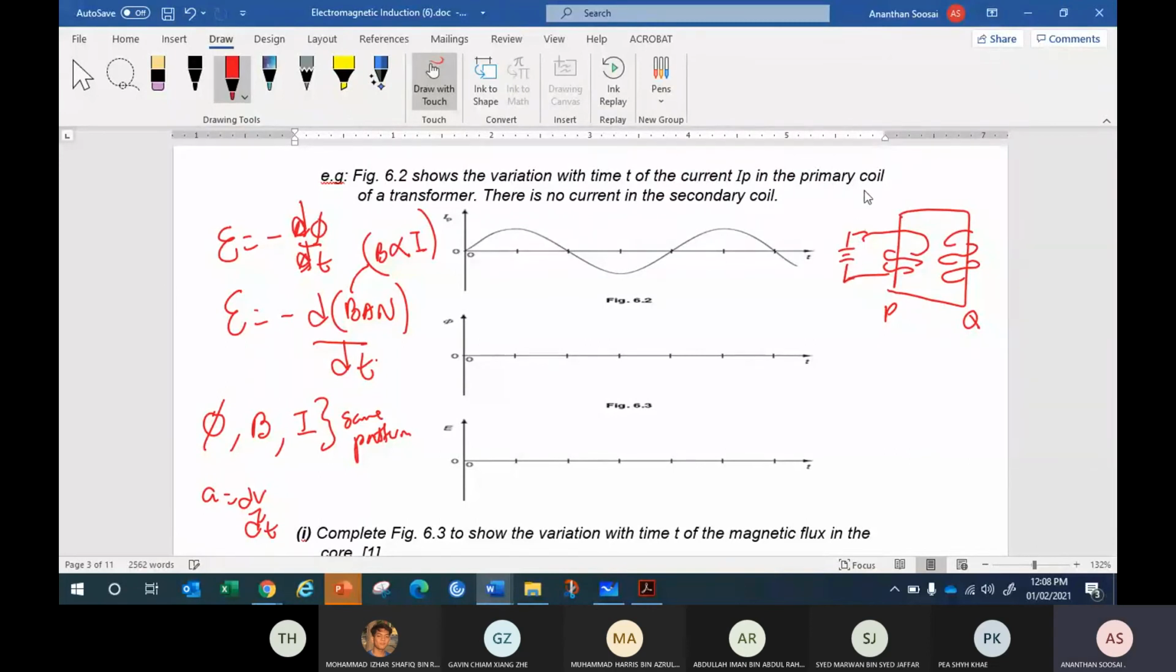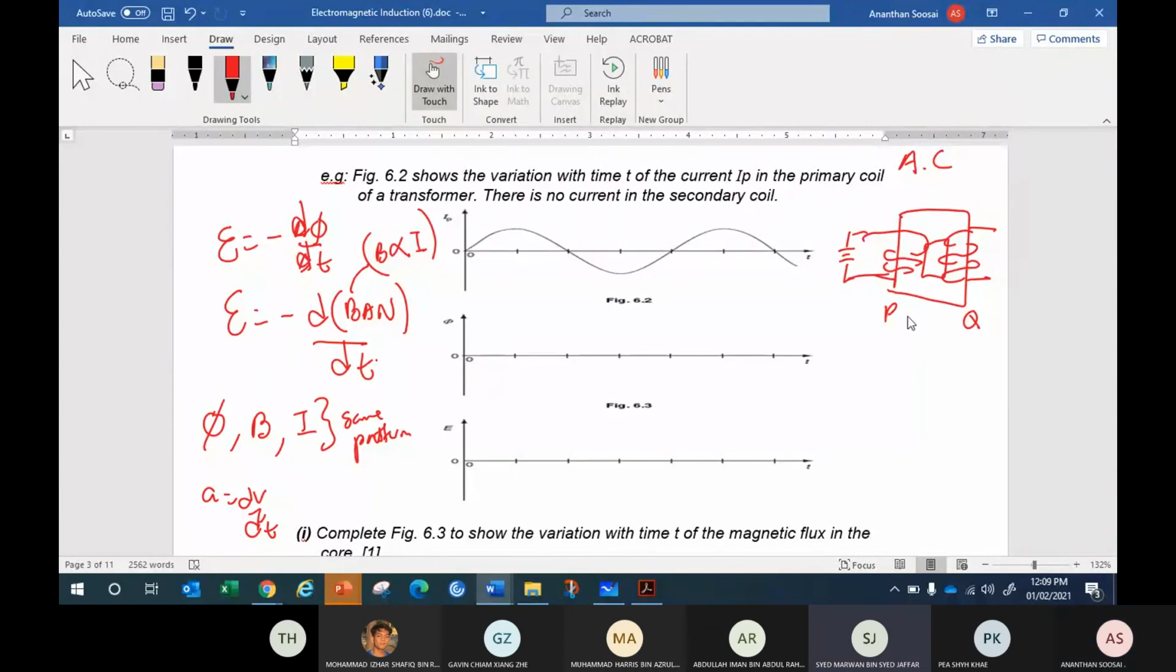Does a transformer work based on AC or DC? Anyone? AC. Yeah, Marwan, AC. Can it work based on DC? No. Okay, why can't it work based on DC? It needs, how do I say that?